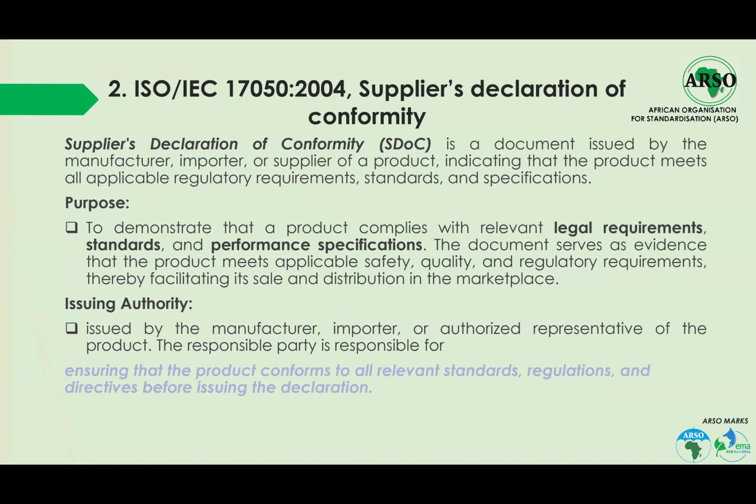So what is a supplier declaration of conformity? This is one of the processes used to affirm that your product complies with specific standards and regulations without going through third-party certification. But you need to know that even though you're not going through third-party certification, you have to test and verify that your product is meeting the requirements of the standards or the regulations that are in place.